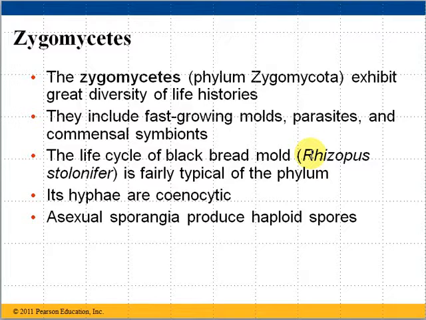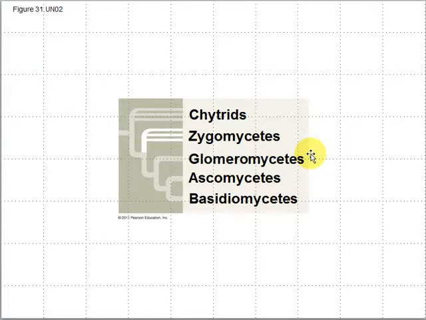creatures. The life cycle of black bread mold is a fairly typical example of the phylum. Its hyphae are cenocytic, which means they do not have septa, they don't have the divisions between the cells, so basically you have just one large cell with many nuclei, and asexual sporangia produce haploid spores. So the zygomycetes are the next in line here of the fungi we're taking a look at.